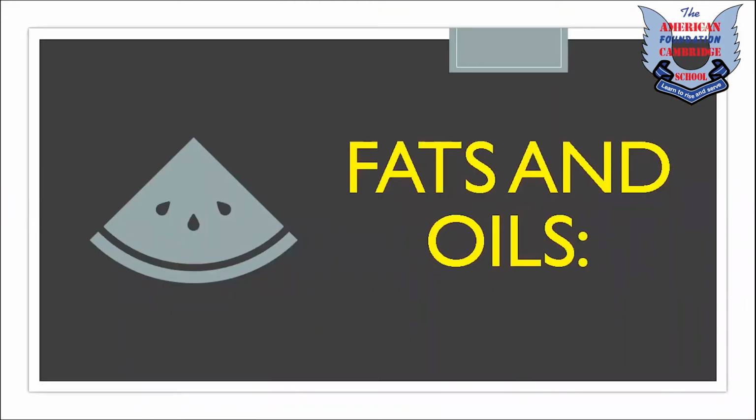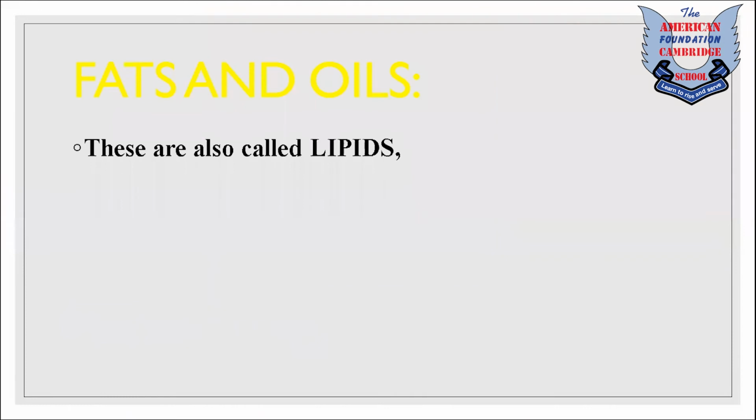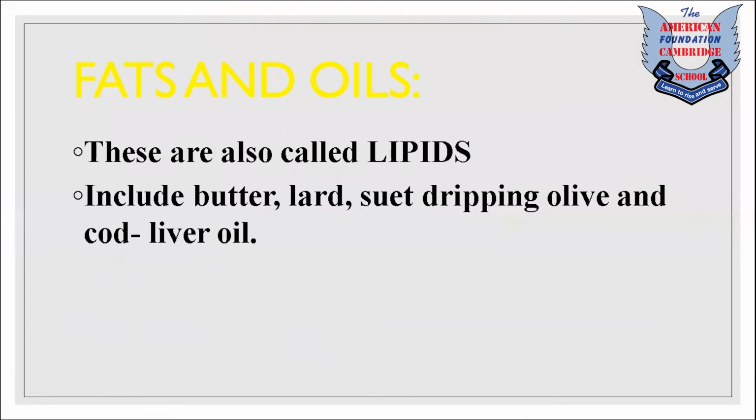Okay, fats and oils are also called lipids. These include butter, lard, suet, dripping, olive oil, and cod liver oil. As you know what butter is, I'm not going into that much detail, but what is lard? Lard is a fat, suet is a hard fat of beef or mutton, dripping is melted fat, and cod liver oil is obtained from codfish.